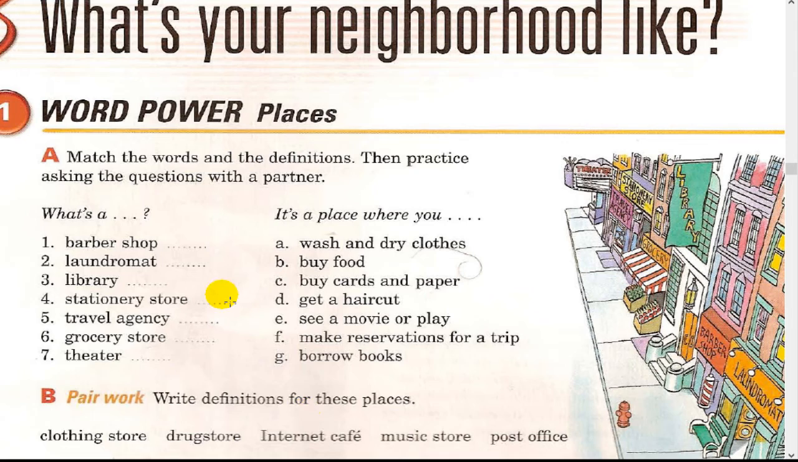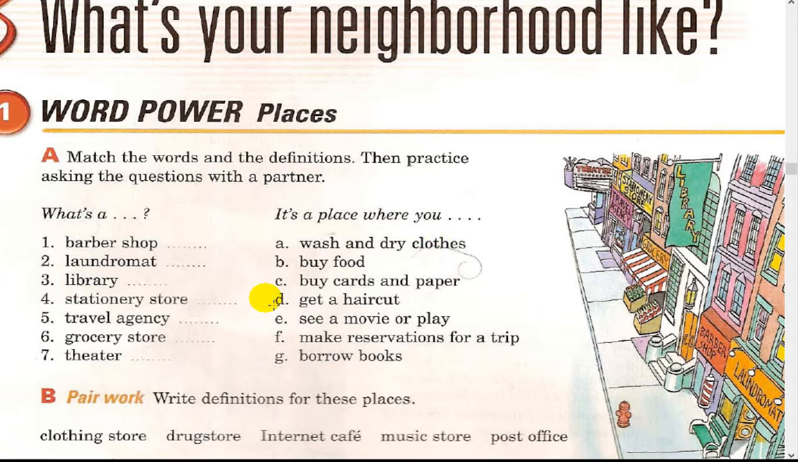One, a barber shop. What's a barber shop? It's a place where you get a haircut. Get a, T soft D, get a haircut. Two, what's a laundromat? It's a place where you wash and dry clothes. Clothes. Not clothes, clothes. Not الصح, clothes.